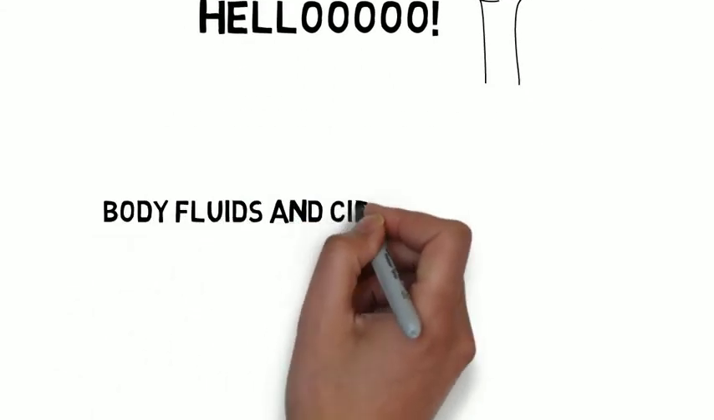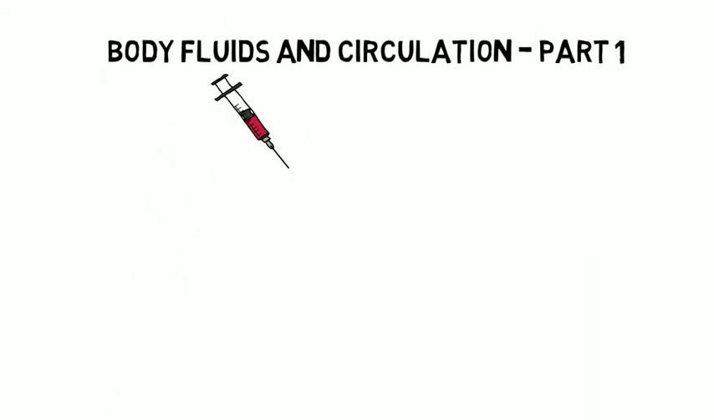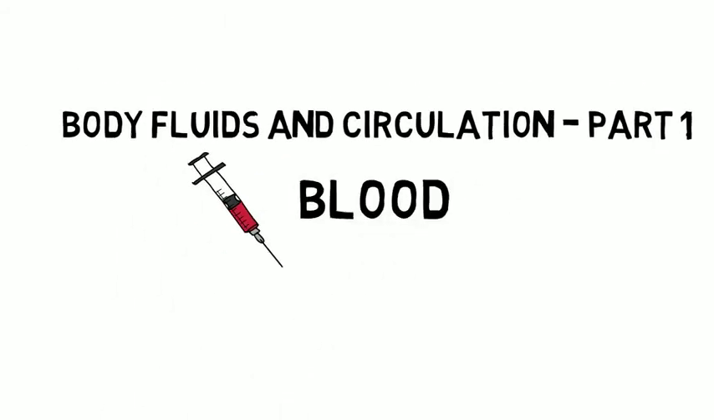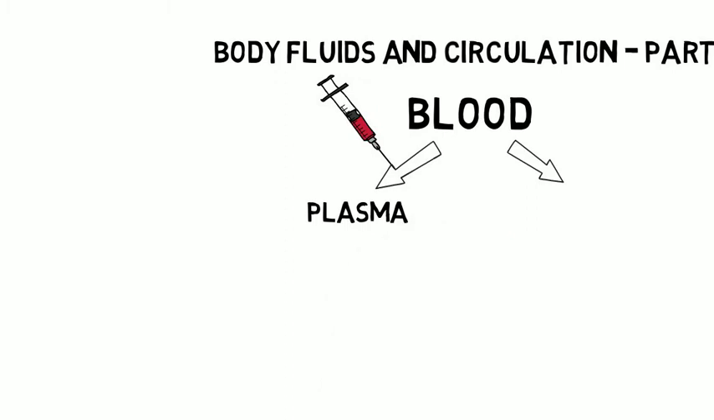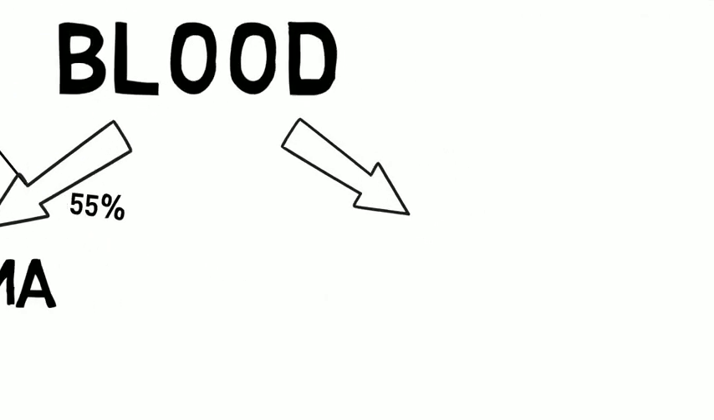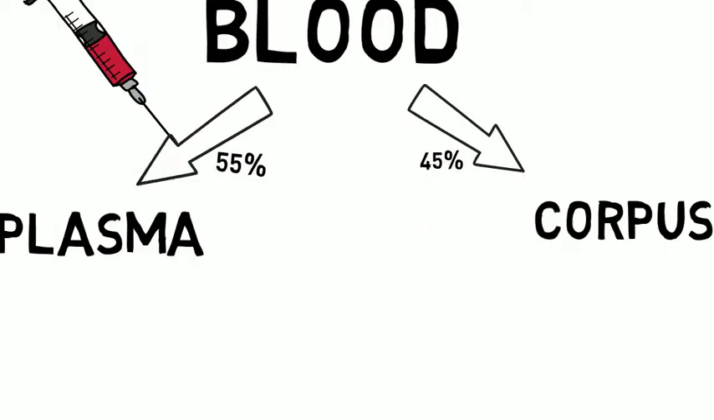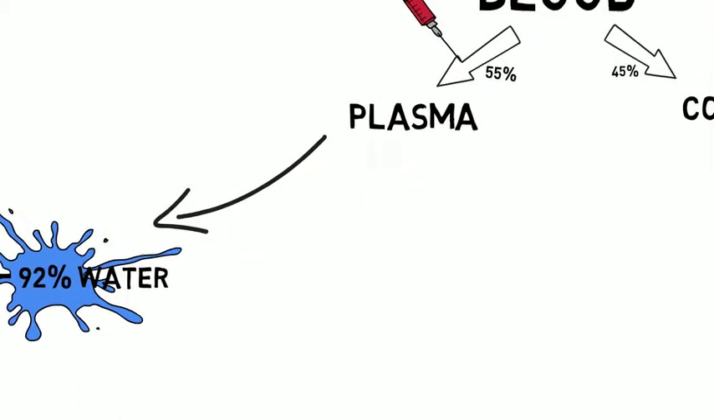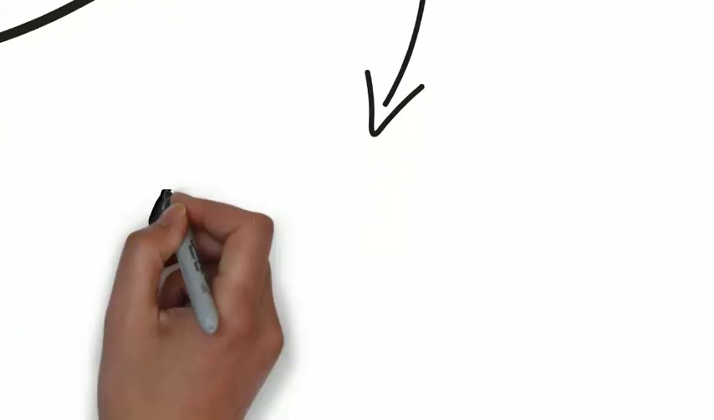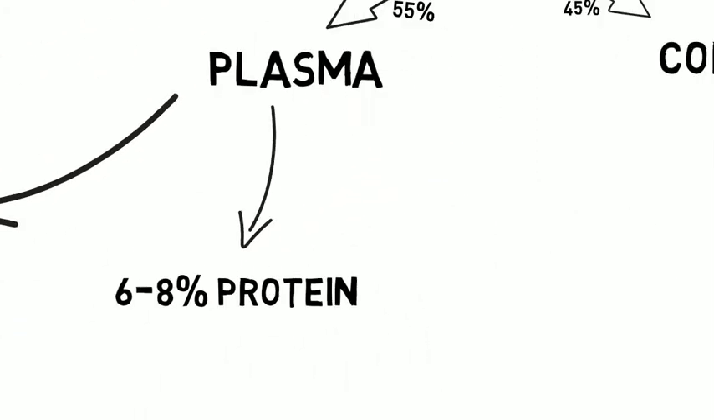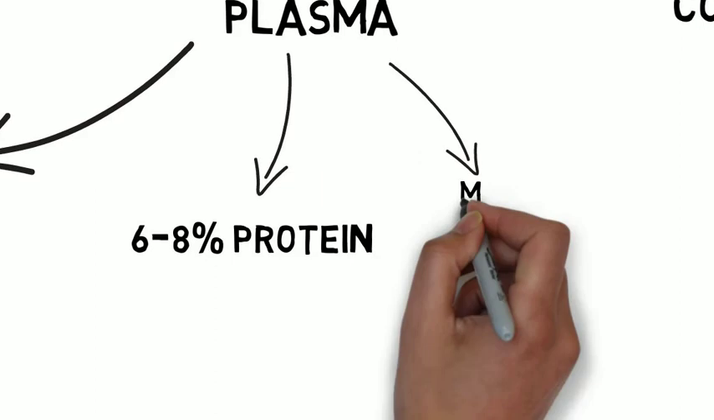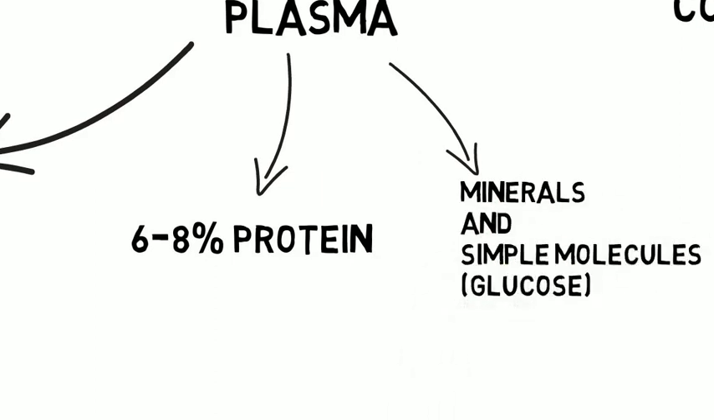Today we are going to study body fluids and circulation part 1, in which we are going to study about blood. This blood has two major components: plasma, which is 55% of the part, and corpuscles, which is 45% of the part. This plasma contains 90 to 92% water, 6 to 8% proteins, and the rest are minerals and simple molecules such as glucose.